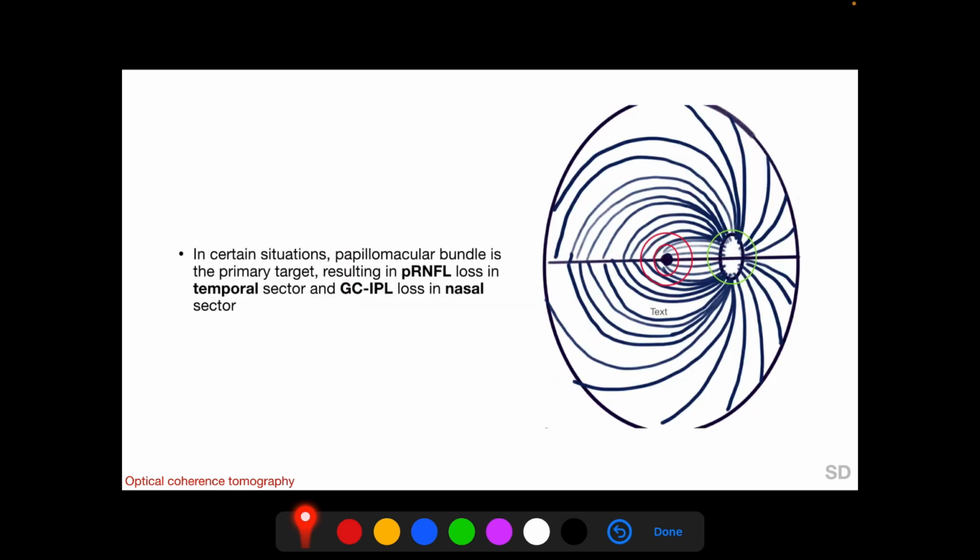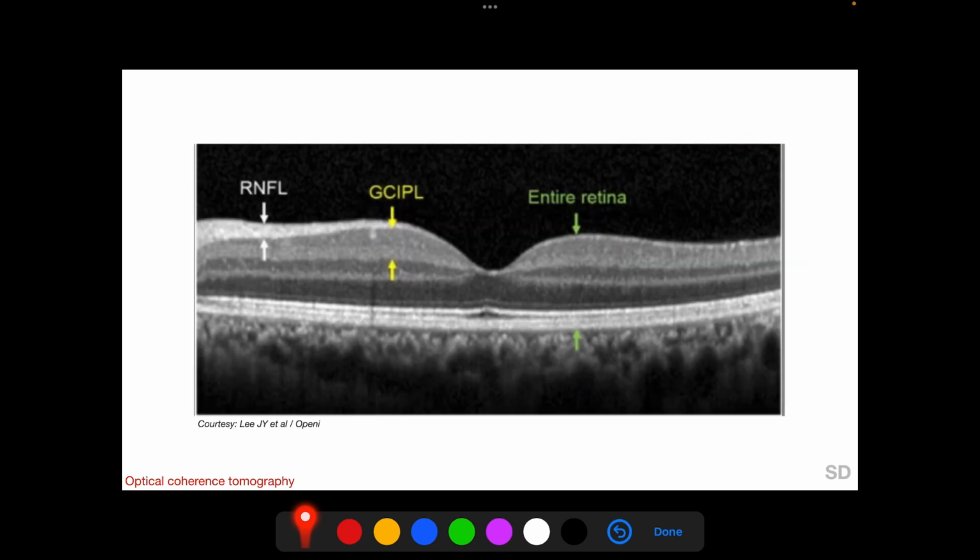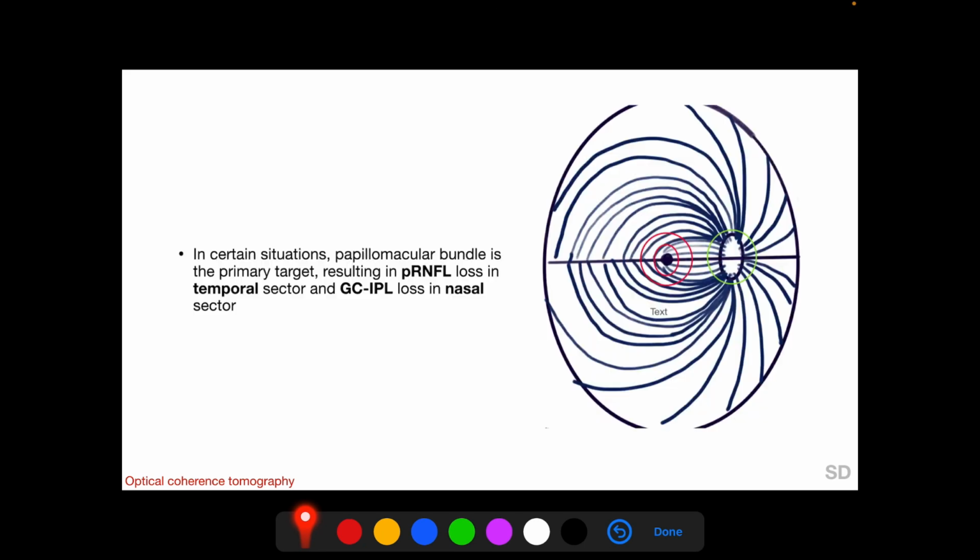In certain situations, the papillomacular bundle is the primary target, such as in toxic optic neuropathies and hereditary optic neuropathies. So if the papillomacular bundle is affected, the PRNFL thickness will show reduction in the temporal quadrant, whereas the GCIPL thickness will show reduction preferentially in the nasal quadrant. So this is also very important to remember, and these two pictures, this one and this one, should be kept in mind when we discuss the individual diseases.